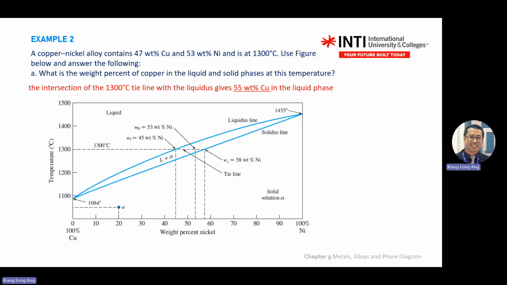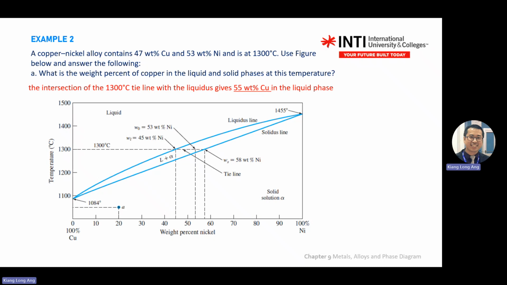So the intersect of the 1000 degrees C tie line with the liquid gives 55% copper in liquid form. It means the question might ask you, what is the composition at 100% liquid at 1000 degrees C? What is the percentage of composition? You draw this one, mid here. This line is all liquid, right? So what is the composition with 100% liquid? Move down here.